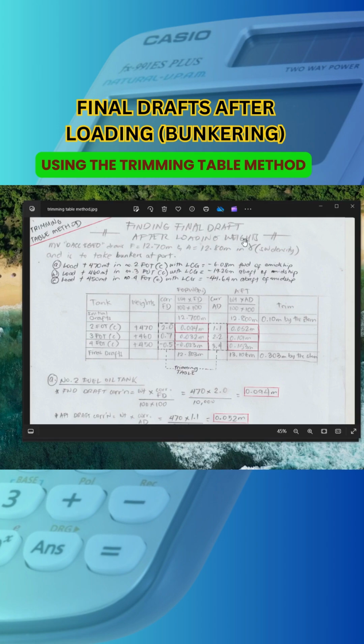Finding final drafts after loading weights using that trimming table method. Now, disclaimer, there are other methods existing. This is just one example.